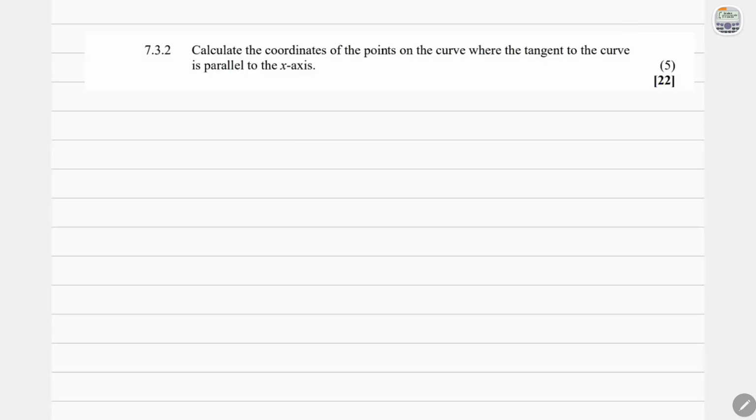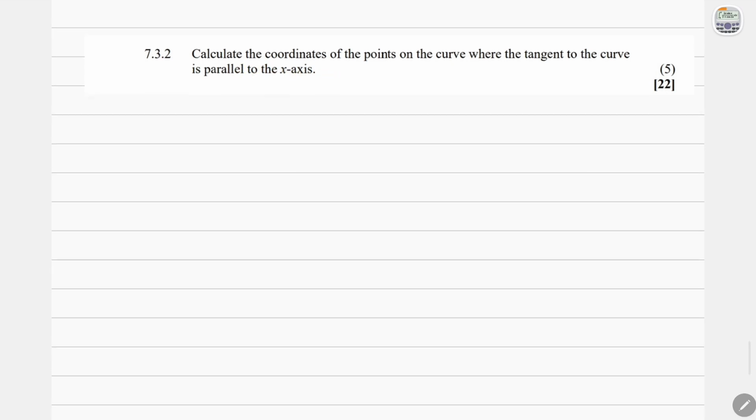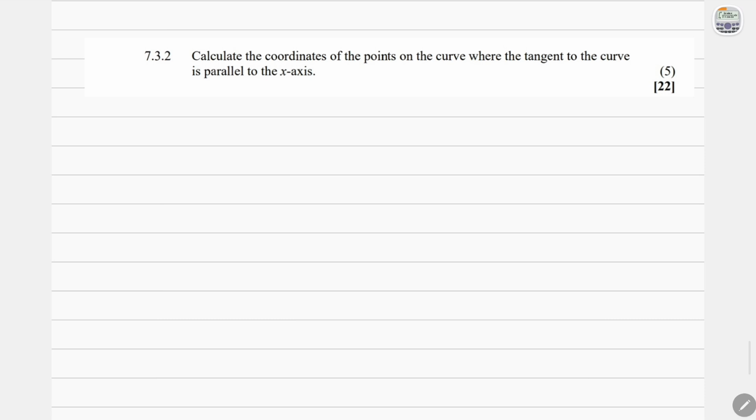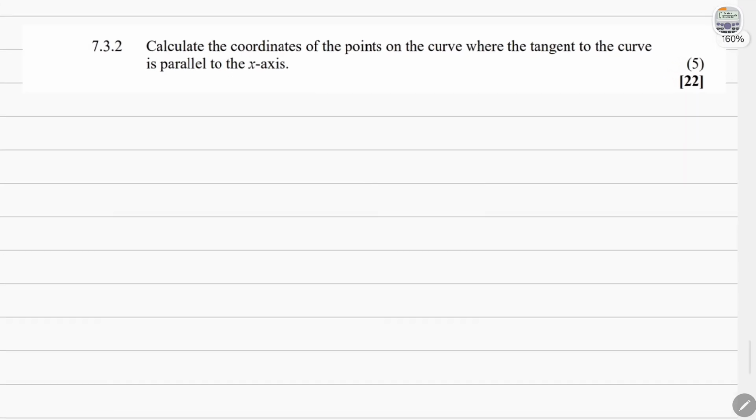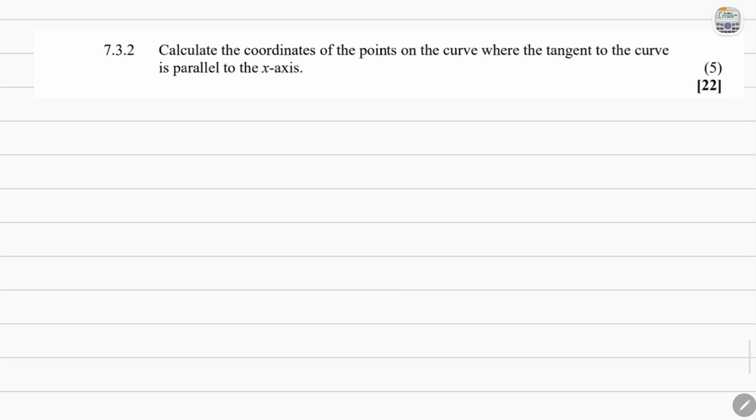Question 7.3.2 says, calculate the coordinates of the points on the curve where the tangent to the curve is parallel to the x-axis. Okay, so this is one of those long journeys to a simple answer. The whole thing about this is just in the wording of how they phrased it. So let's just think about what they're referring to.